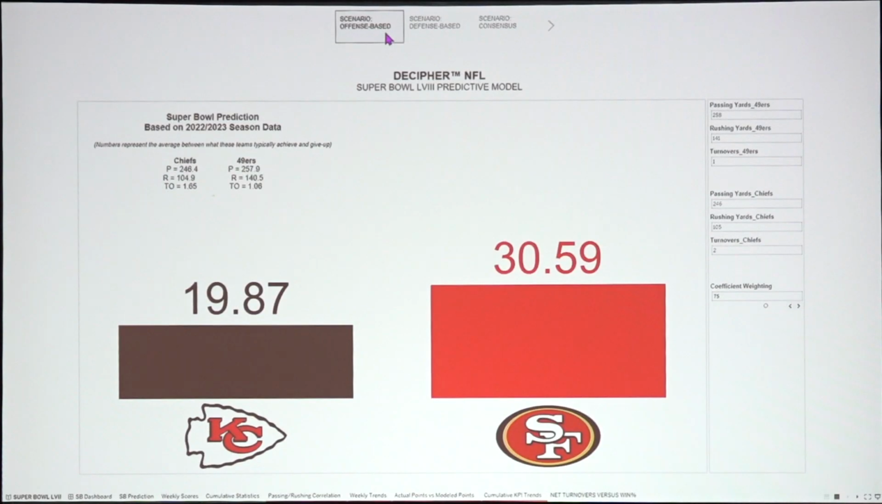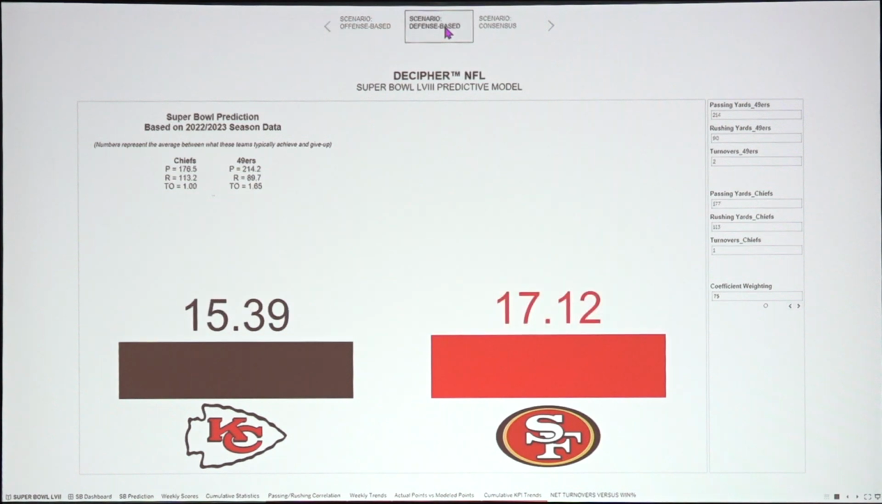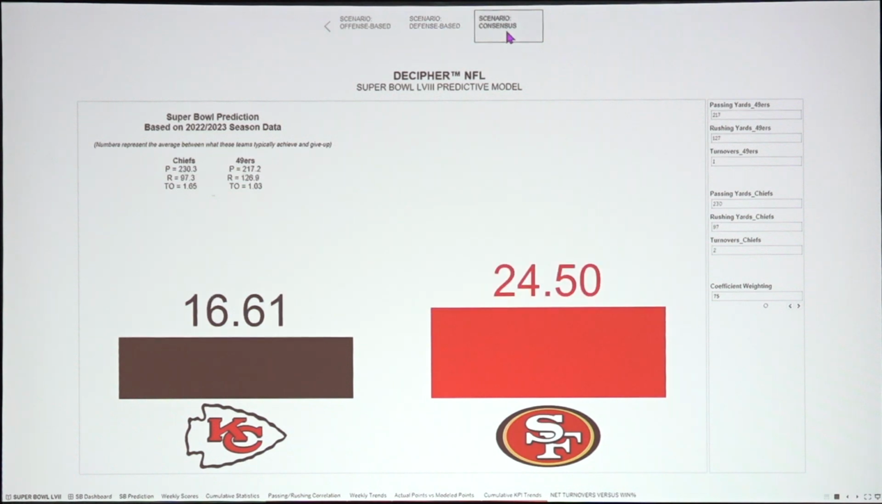I have an offense-based scenario. So if each team performs how they've done throughout the season on average offensively, that's the score. 19.87 to 30.59. Obviously we have to round because you can't score decimals in football. Now the defense-based scenario, now if each team only gives up typically what they give up during a game, 15.39 to 17.12, much closer. Now if we take the average, we do a consensus, 16.61 to 24.5, yeah. Pretty much San Francisco by about a touchdown. I think the spread right now is like 2, which kind of blows my mind, but it's hard to bet against Mahomes.